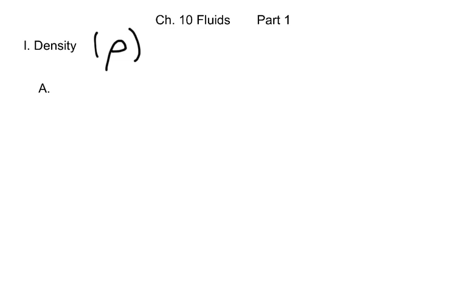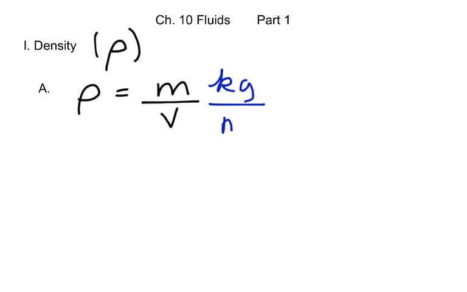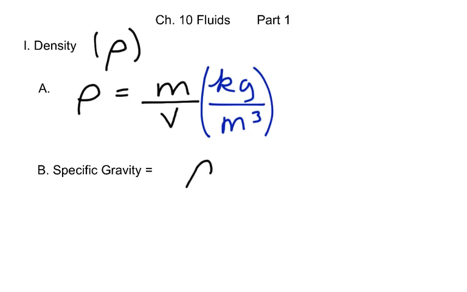Now, density is equal to mass divided by volume, where your mass is in kilograms and your volume is in cubic meters, and that's going to be our SI unit for density. Another term similar to density is called specific gravity, and specific gravity is equal to the density of whatever substance you're looking at divided by the density of water, so that the density units end up canceling.